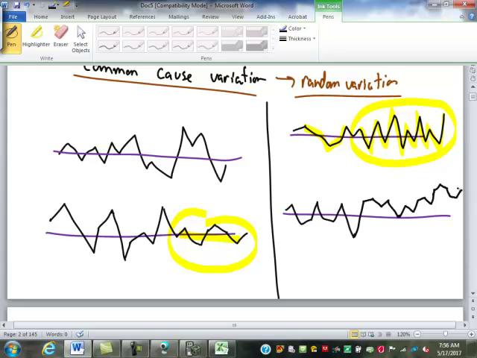Is there something going on here that would be concerning? Anybody tell me what it is? Oh, there is. Can anybody tell me what it is? It appears to be getting higher and higher. It's increasing. Two things actually that can alert us.